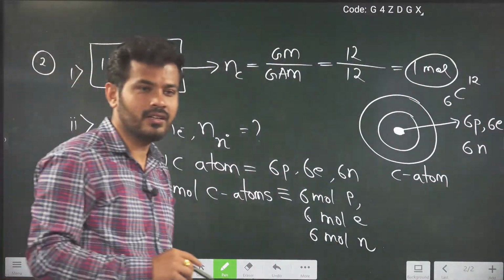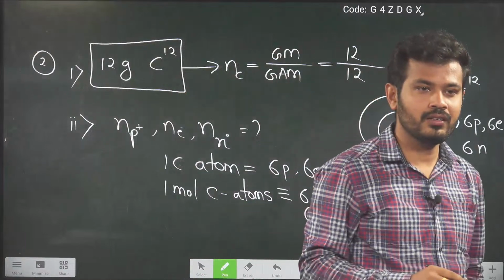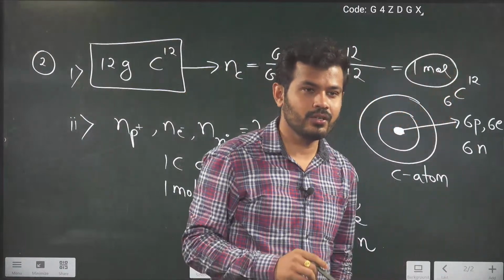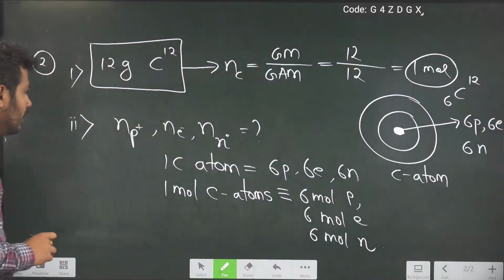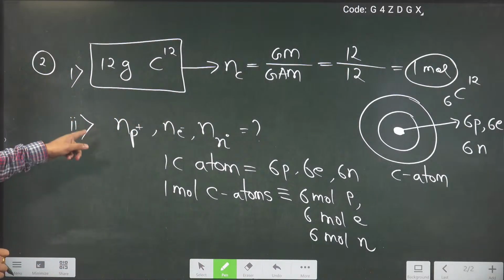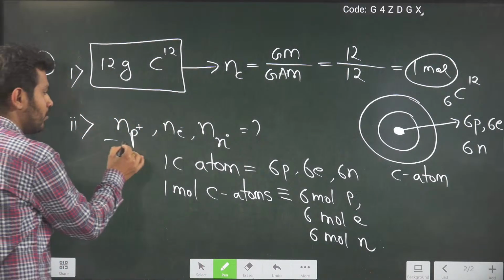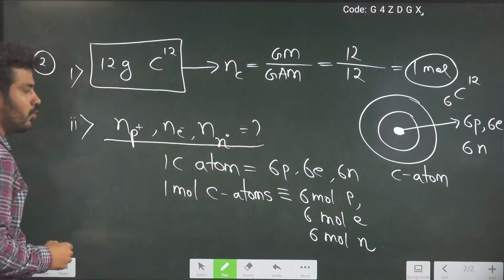Yes, Manya. How to find? Okay, Dikshita, can you please repeat the second part again? Okay, Avyakt, you see here what is the question in the second part. In the second part, they're asking the number of protons, number of electrons, and number of neutrons, right?